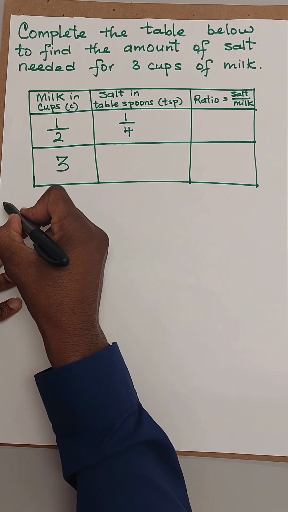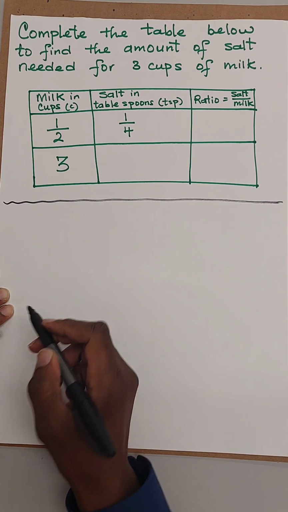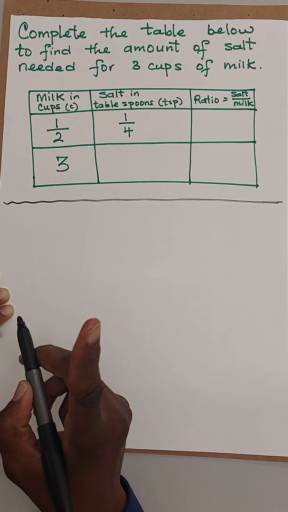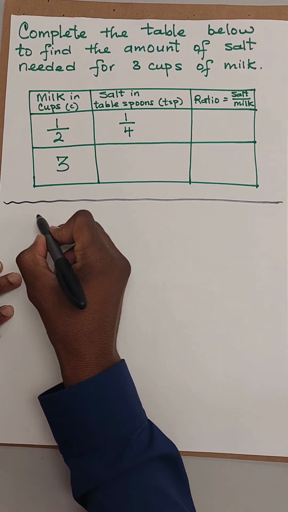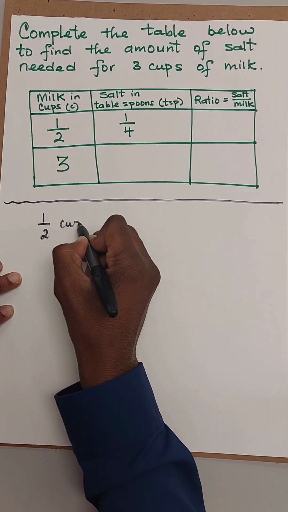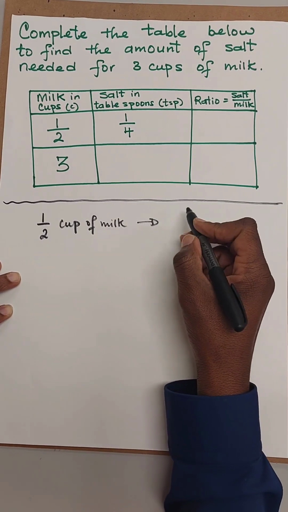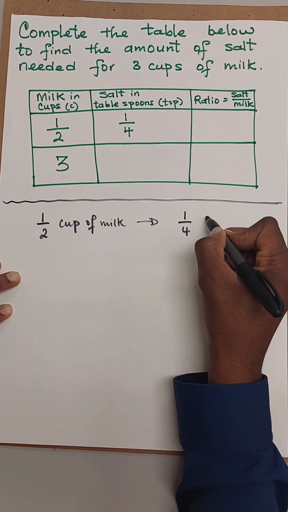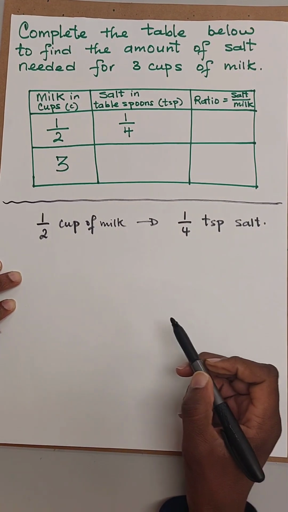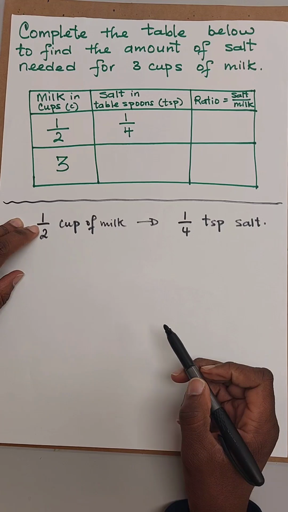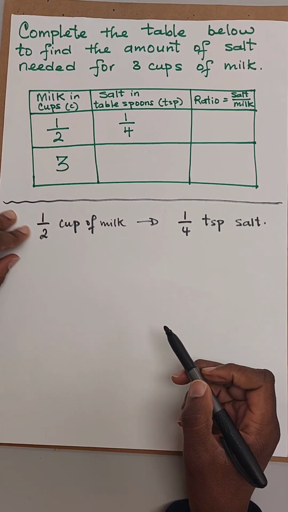This is one of those problems where a unit rate becomes important. Let's first find how much salt for 1 cup of milk. So let's get started. Half a cup of milk will require 1/4 tablespoon of salt. To get 1 cup of milk, we need to divide a half by a half, which is the same as multiplying a half by its reciprocal.